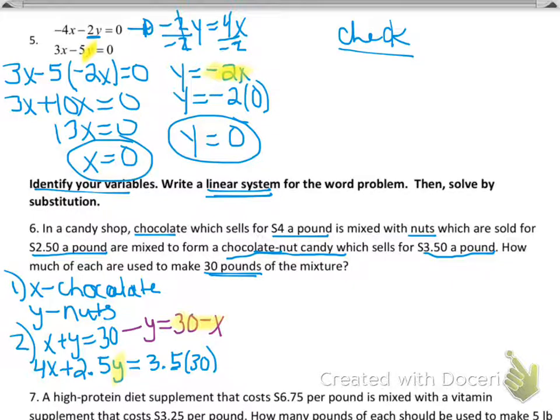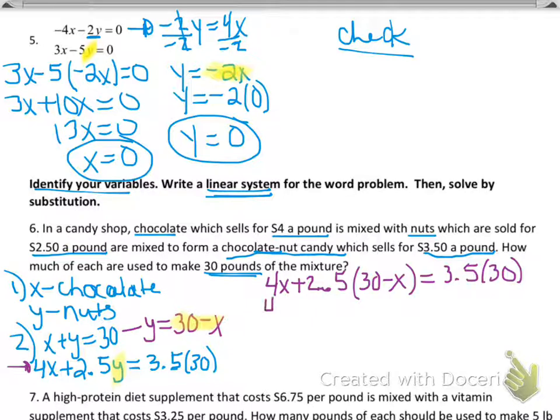All right, you ready to actually solve? So the word problem part is done. Now it's just like the other problems, where I have to plug in 30 minus x where the y used to be, and then continue with the equation equals 3.5 times 30, right? So I just rewrote this equation here and replaced the two things I highlighted. So where the y was, I put in the 30 minus x.